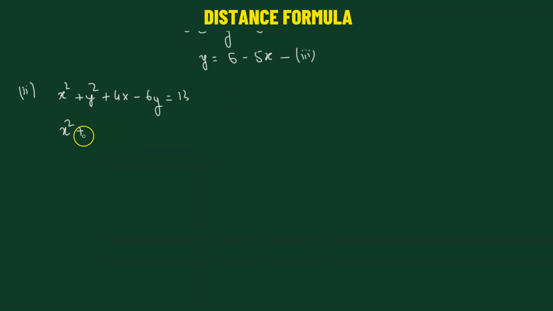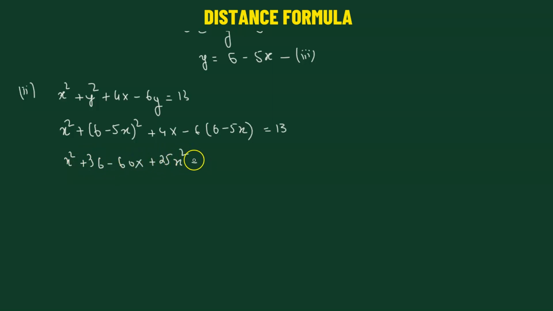So we have x squared plus y squared. So y squared will be 6 minus 5x whole squared, plus 4x minus 6 times y. The y is 6 minus 5x. Now this will be equal to 13. So we have x squared plus 36 minus 60x plus 25x squared plus 4x minus 36 plus 30x, that's equal to 13. So let's combine the terms. There's 25x squared and x squared will give us 26x squared. Then we have negative 60x plus 30x, so that's negative 30x, and negative 30x plus 4x, that will be negative 26x.